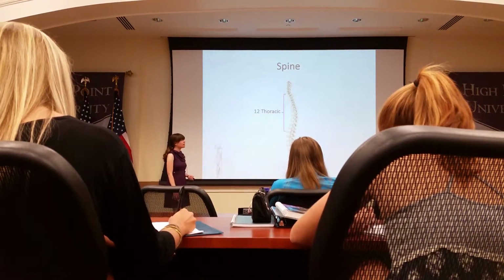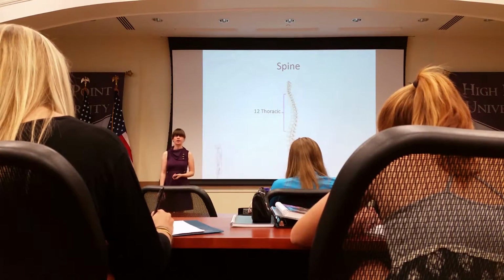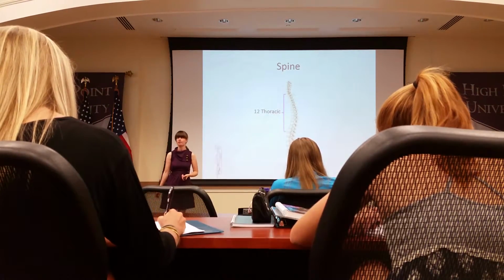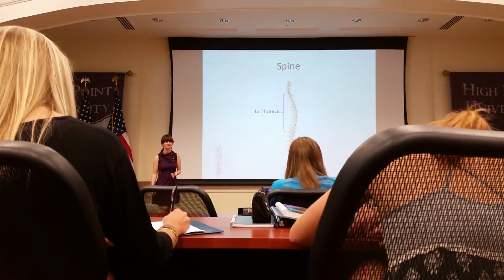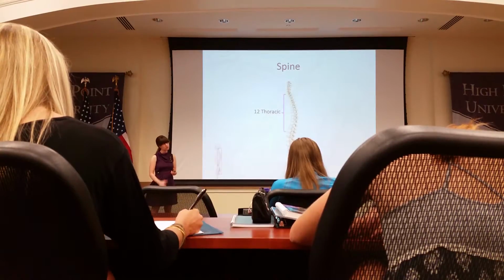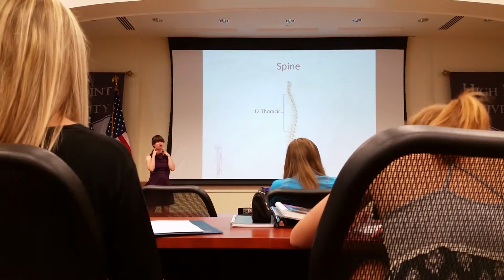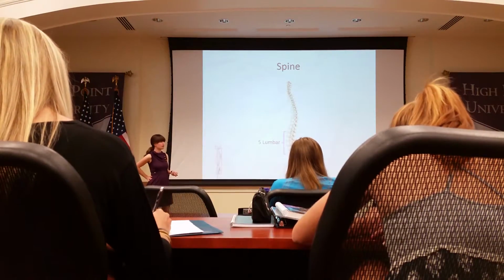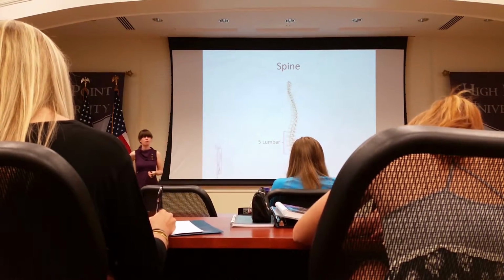12 thoracic vertebrae, and the distinction there is that those are the vertebrae that are attached to ribs. 12 thoracic vertebrae. We have a lot less mobility in our thorax because we do have a rib cage there. So cervical vertebrae allow for a whole lot of neck movement, and then below the thorax we have a lot more mobility also in our lumbar region. We have 5 lumbar vertebrae.